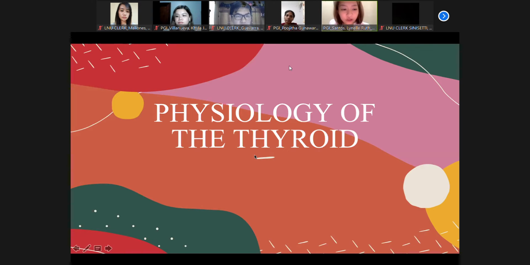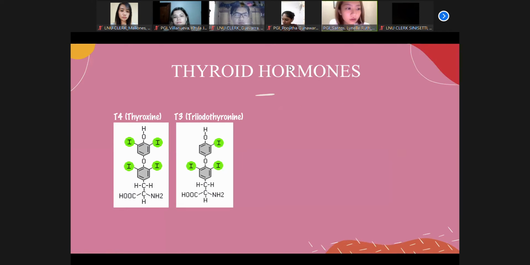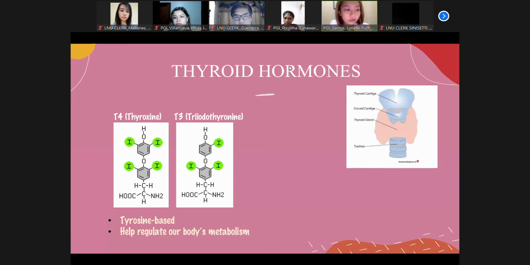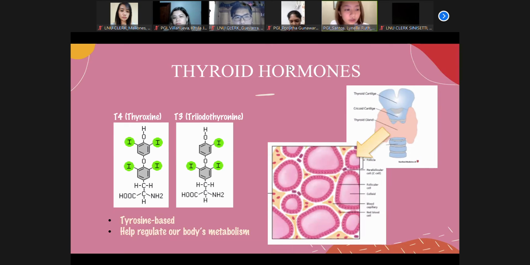So for the physiology of the thyroid, the hormones are thyroxine, also called T4, and triiodothyronine, or T3. They are tyrosine-based, iodine-containing hormones that help regulate our body's metabolism. T3 and T4 are produced by the thyroid gland, and if we take a cross-section of the thyroid gland, we will see thousands of follicles which are lined by follicular cells.